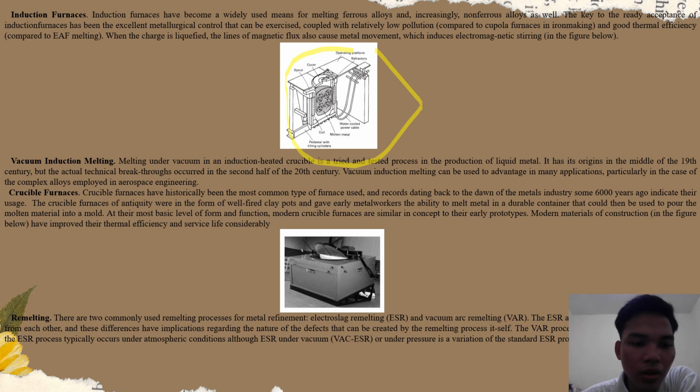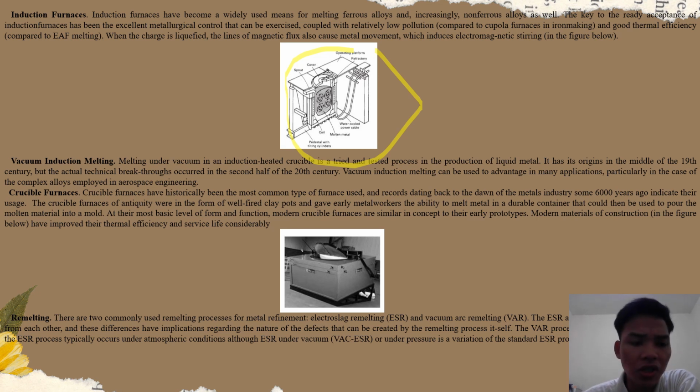Vacuum induction melting. Melting under vacuum is done in an induction heated crucible and is a significant step in the production of liquid metal. It has origins in the middle of the 19th century, but actual technical breakthroughs occurred in the second half of the 20th century. Vacuum induction melting can be used to effect in many applications, particularly in the case of complex alloys operating in aerospace engineering.